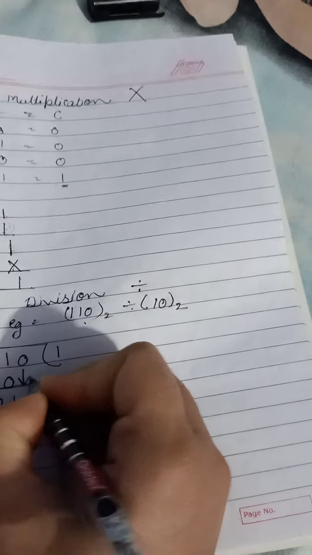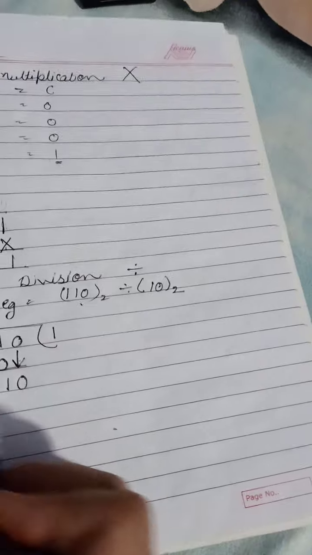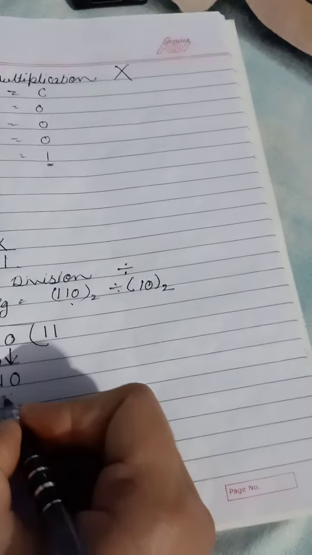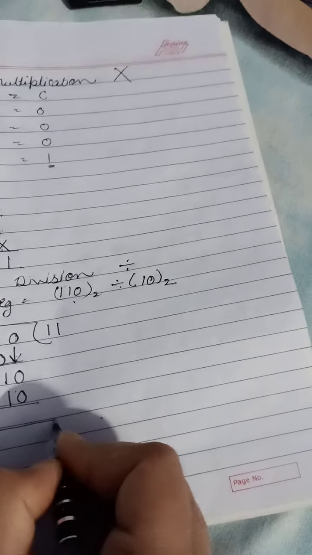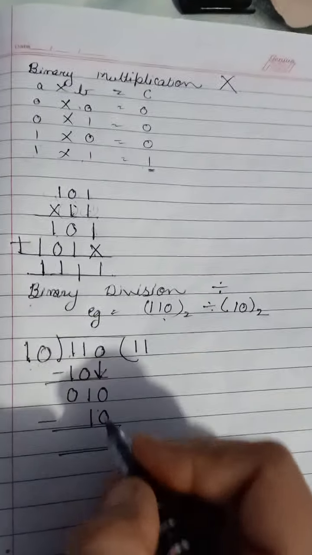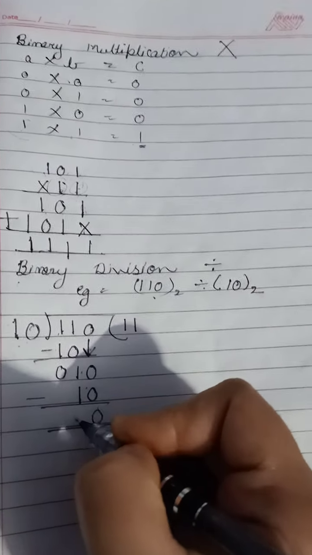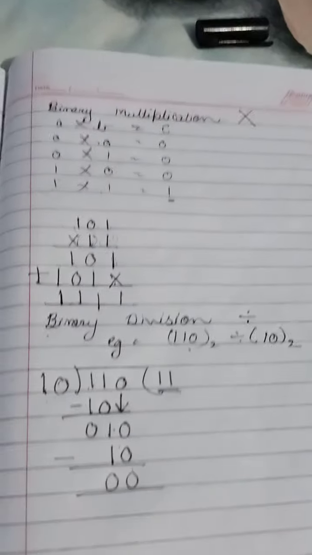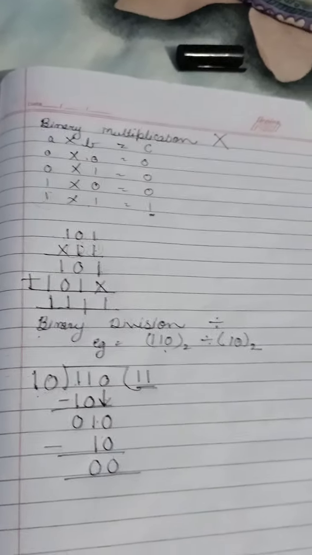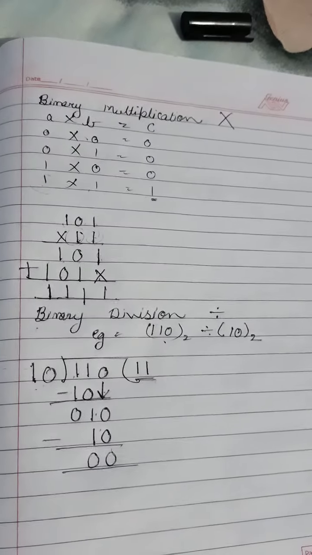Now write down this 10 here. Now 10 ones are 10. Write 10 here. Again subtraction. 0 minus 0 is 0, 1 minus 1 is 0. So your answer will be 11. Now we take a larger digits division. It will clear your more doubts.